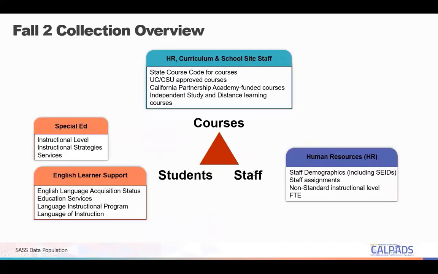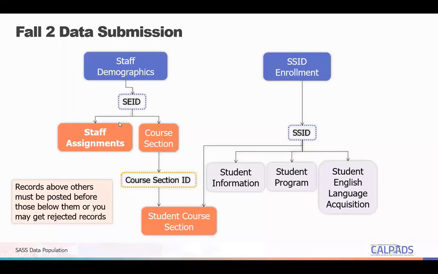In relation to staff assignments, you, the CalPADS coordinator, need to contact your human resource person to determine staff demographics, including the SEIDs, as well as each of the staff members' assignments and full-time equivalency percentage, or FTE. Similar to Fall 1, where the SSID enrollment, or SENR, file gives you ownership to report a student, the staff demographics file gives you ownership for Fall 2 submission.